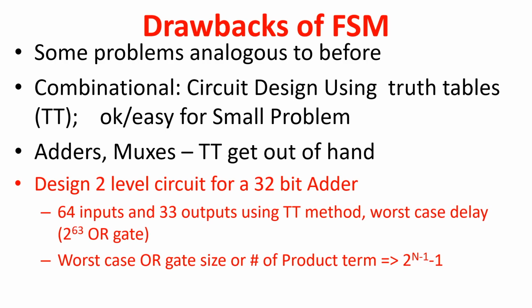and the worst gate size will be the number of product terms, which is 2 to the power n minus 1. The number of product terms grows enormously; for 32 it means 2 to the 32. So, it is not desirable to use the truth table method for designing an adder or multiplexers.